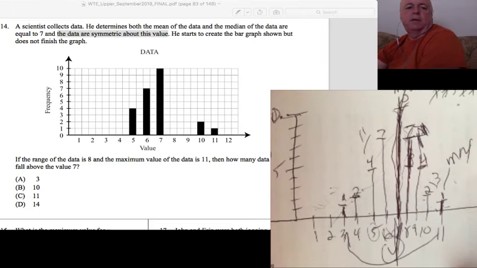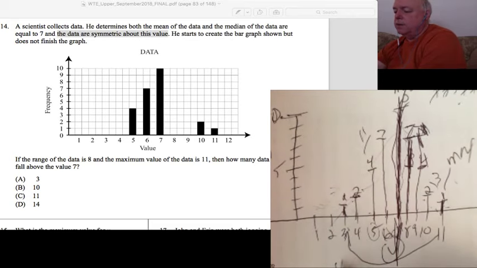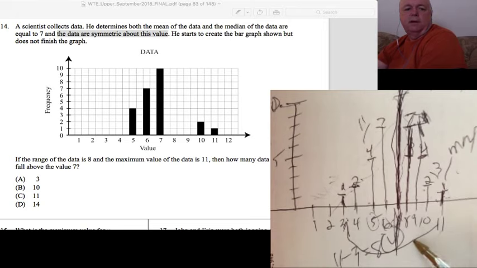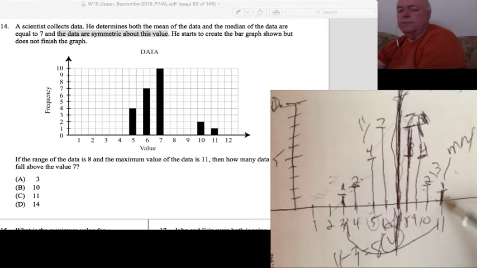Okay, he starts the graph, whatever. If the range of the data is 8, so 11 minus 3 equals 8, right? The range is the max minus the min. And the max is 11.